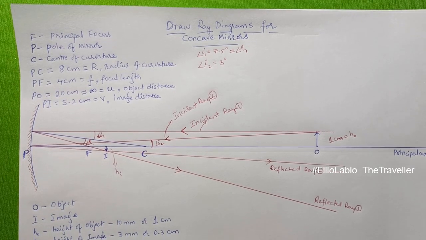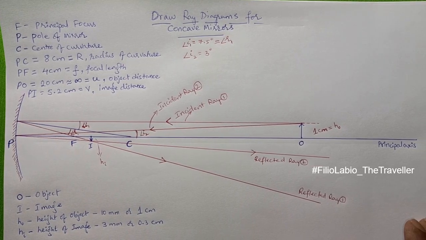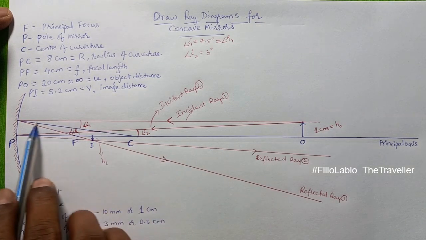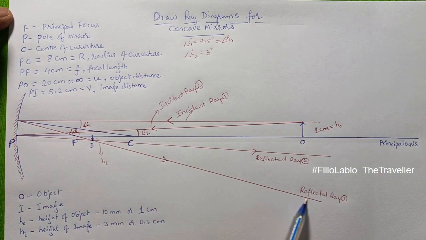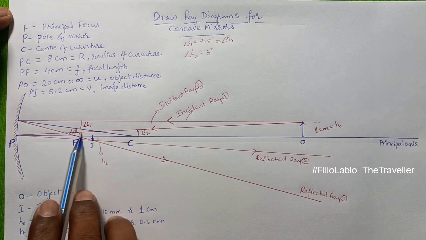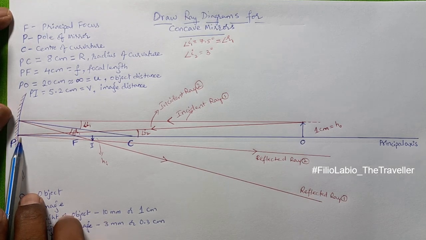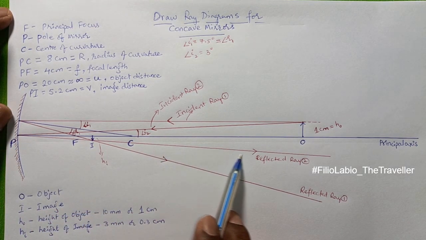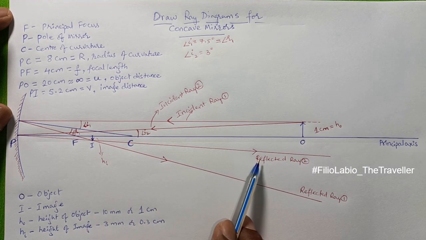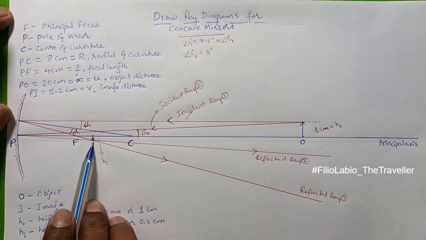This is called the image distance. So now we have completed the ray diagram. Here there is a first incident ray, and it has reflected through this ray. There is a second incident ray which is passing through the pole of the mirror, and it has reflected back as ray number 2. The reflected ray 1 and reflected ray 2 intersect.